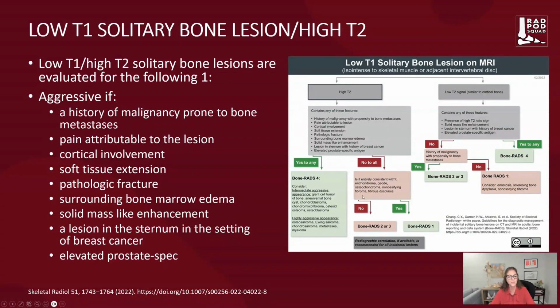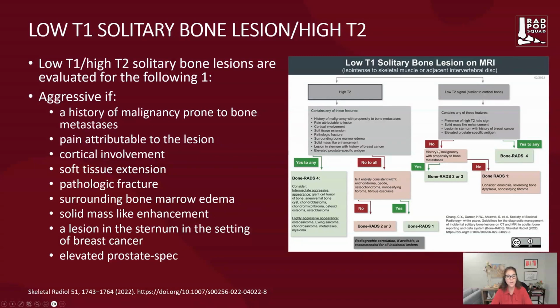So we can see without a doubt that we have a place to stand, that we have direction by using these Bone RADS categories. For our lesions that demonstrate low T2 signal, if they contain any features that are suspicious, such as the presence of a T2 halo sign, solid mass-like enhancement, or lesions close to the sternum in patients who have a history of breast cancer or elevated prostate-specific antigen, if you say yes to any of those categories, you're going to be surveyed by an orthopedic oncologist with potential biopsy.